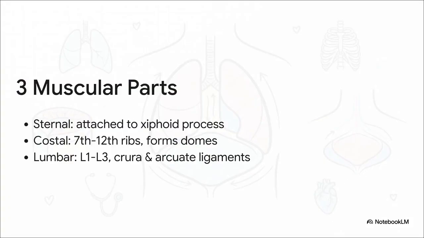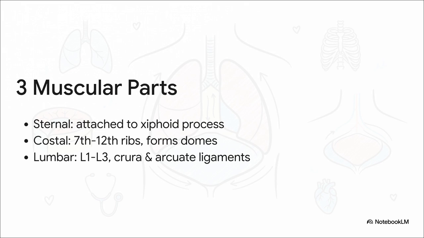Surrounding that central anchor is the muscular portion, and we divide this into three distinct parts based on where they attach peripherally. First up, the sternal part, which is just two small slips attached to the xiphoid process. Second, the costal part. This attaches to the inner surfaces of your 7th to 12th ribs, and this is actually what forms those characteristic left and right domes. Finally, we have the lumbar part.